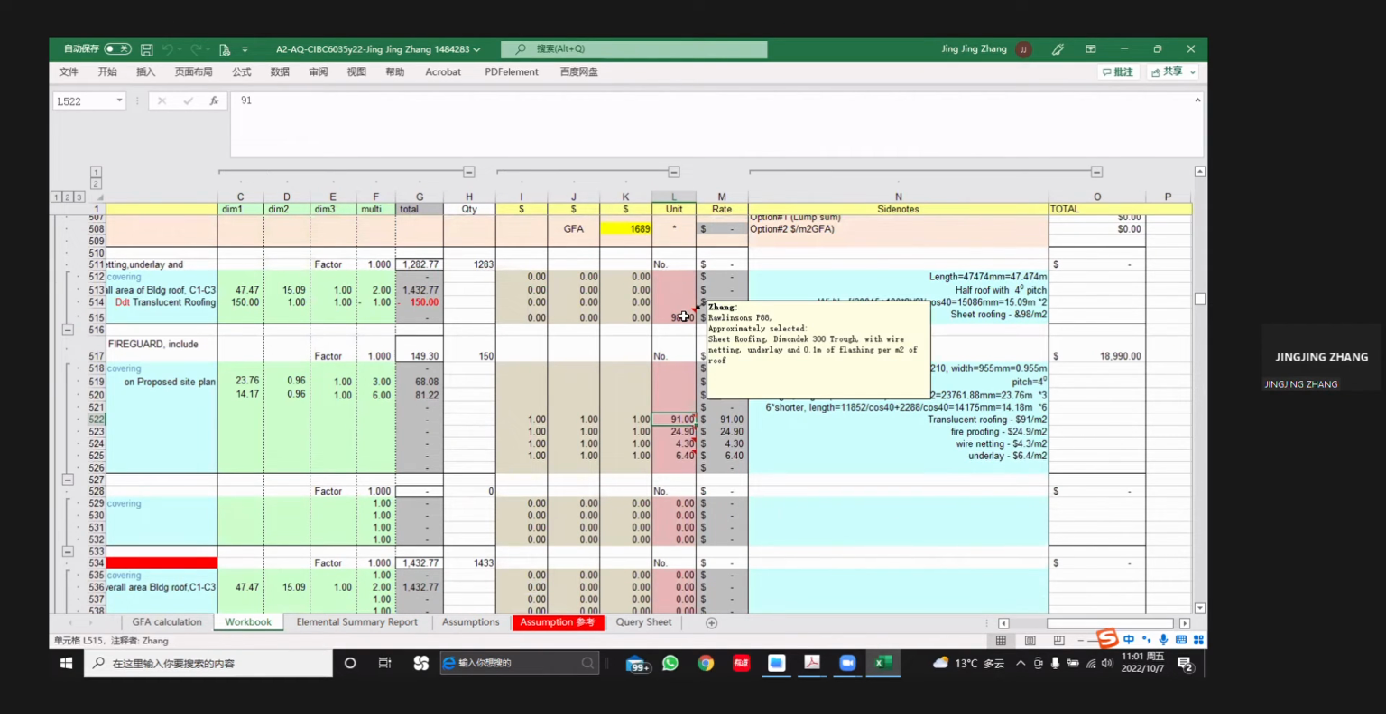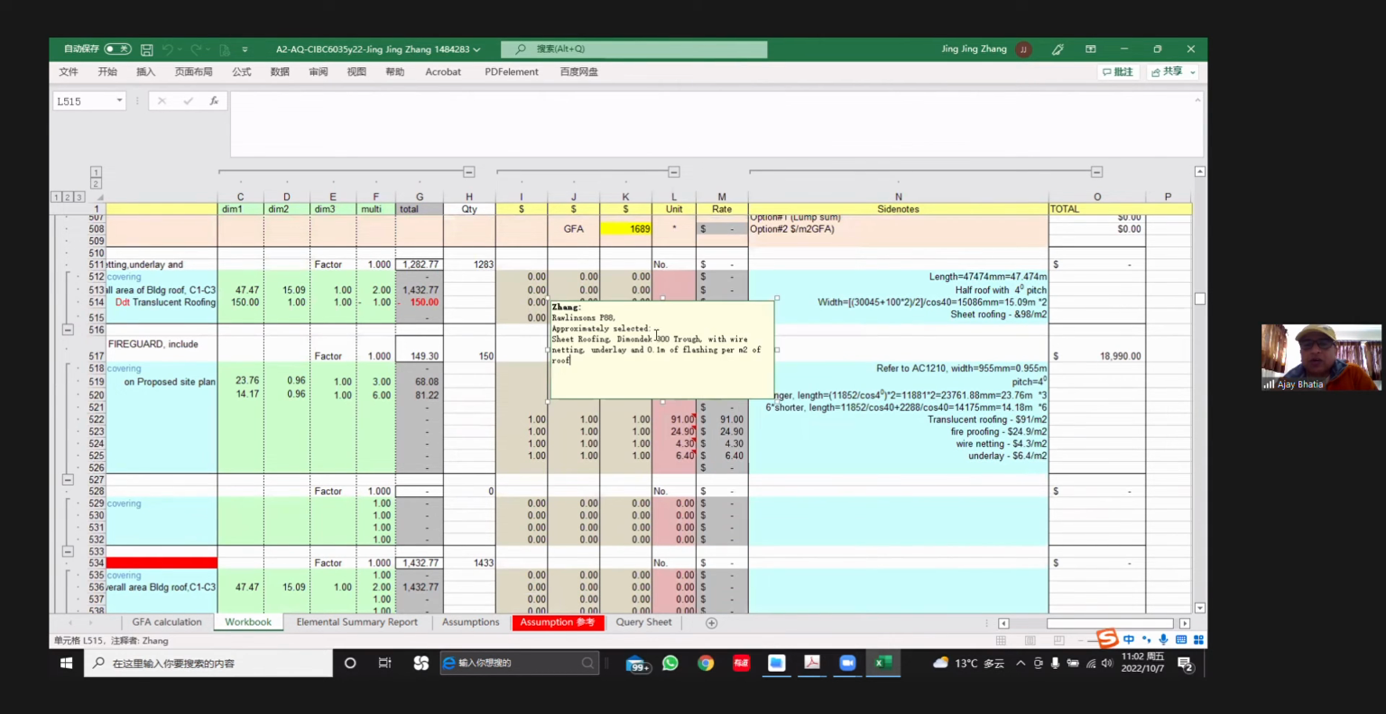Page number there. So I need to put those in. Yeah, because not everybody would be going and reading every hidden comment which you have done over there. So those things should go in the side notes. That should be where you've done your fireproofing at $24.9 per meter square. Then okay.